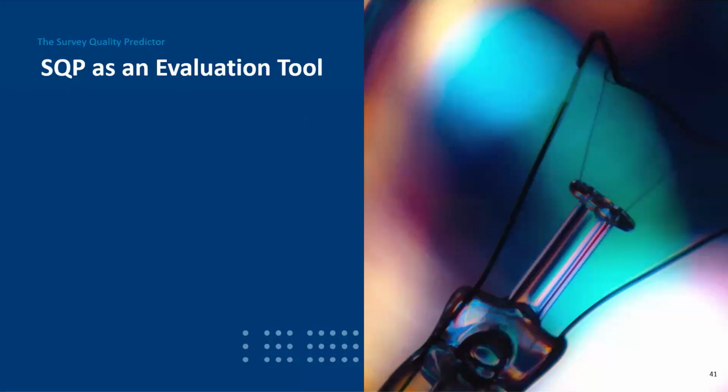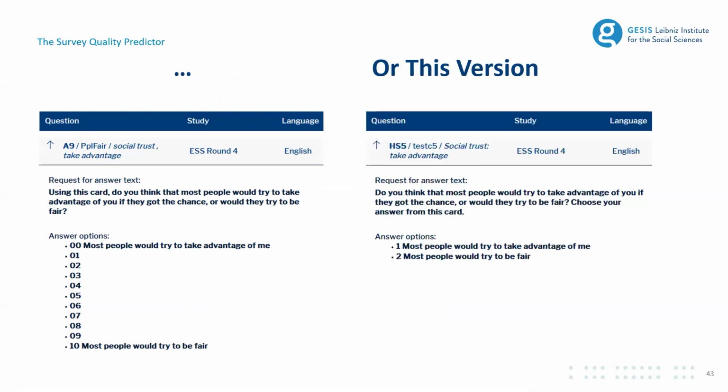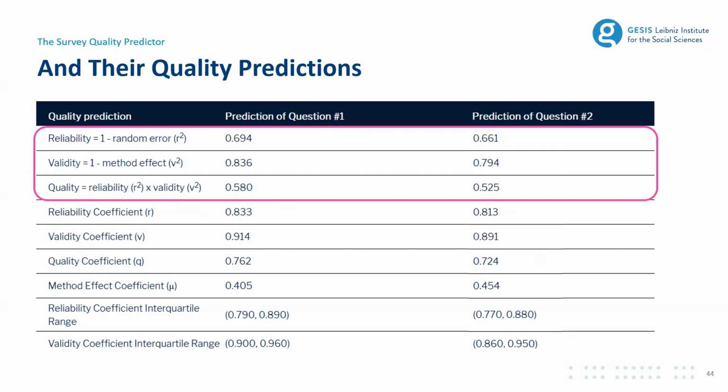Okay, SQP as an evaluation tool. I brought you here again 2 different versions of one item. "Here, using this card, do you think that most people would try to take advantage of you if they got the chance, or would they try to be fair?" You have here this 11-point scale, or here, slightly different phrasing of the same question, but the most obvious difference is here the answer scale, which now only has 2 options. And when you look at those 2 and their quality predictions, you do see that the first question has a higher quality prediction, namely 0.58, than the second one, namely 0.525.